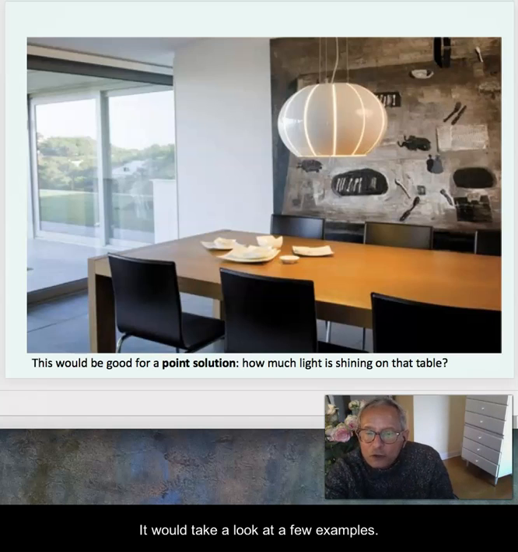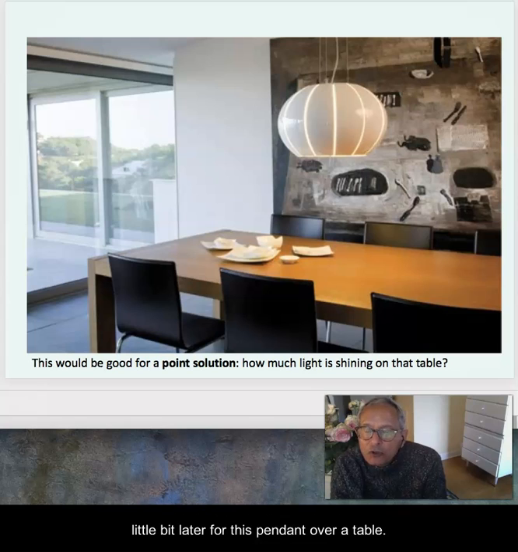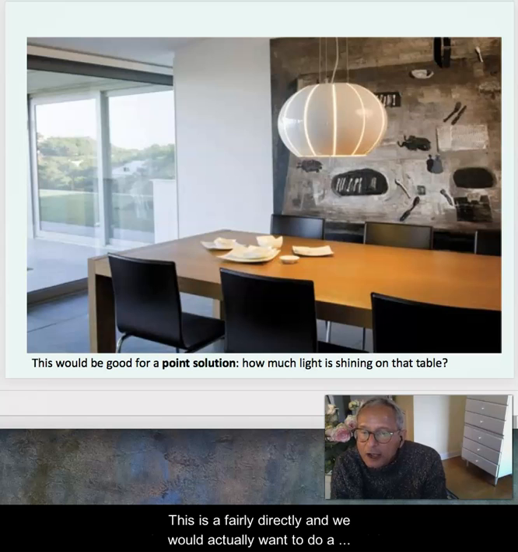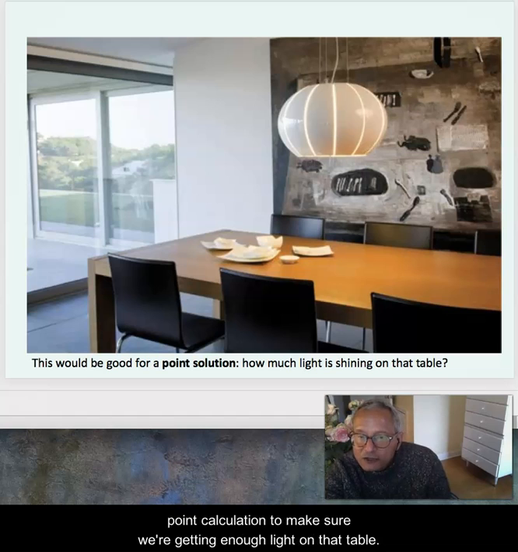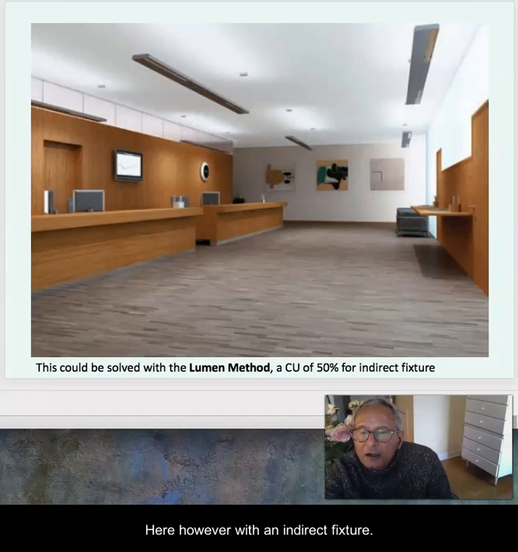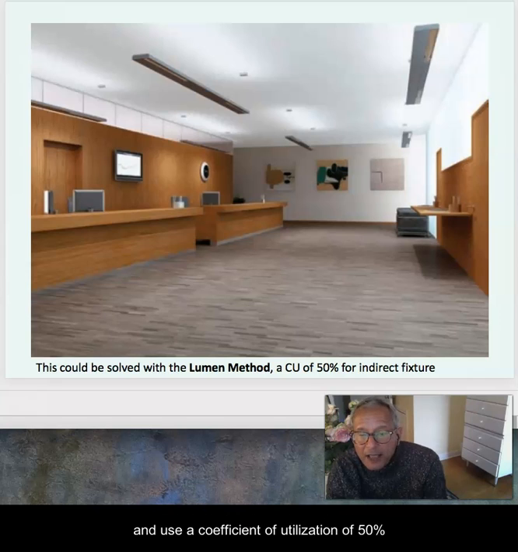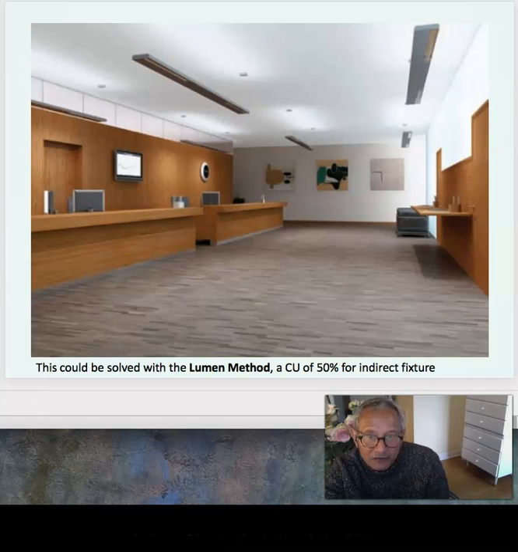So let's take a look at a few examples. Here, there's a couple solutions, but we'll get to this a little bit later. For this pendant over a table, this is a fairly direct light, and we would actually want to do a point calculation to make sure we're getting enough light on that table. Here, however, with an indirect fixture throughout this space, we would use the Lumen method and use a coefficient of utilization of 50% because they're indirect fixtures used throughout.